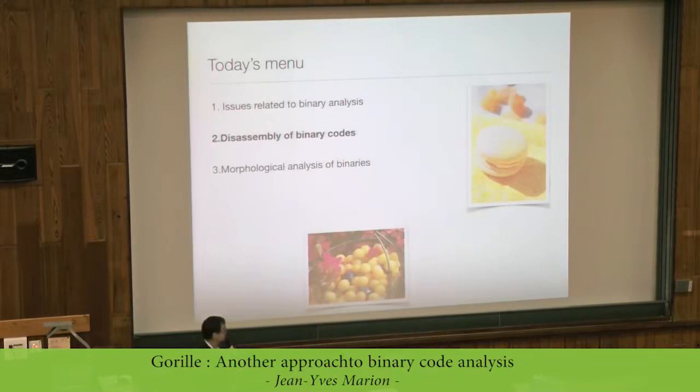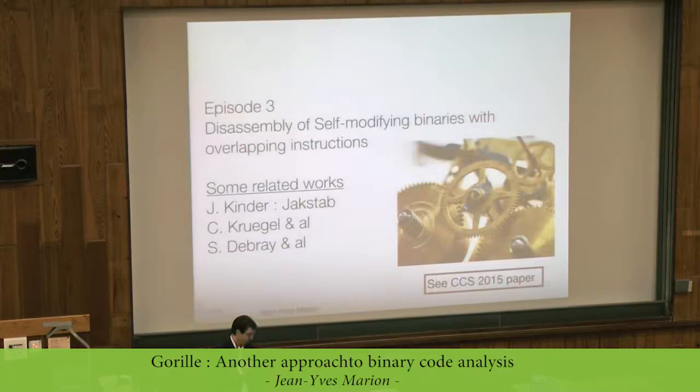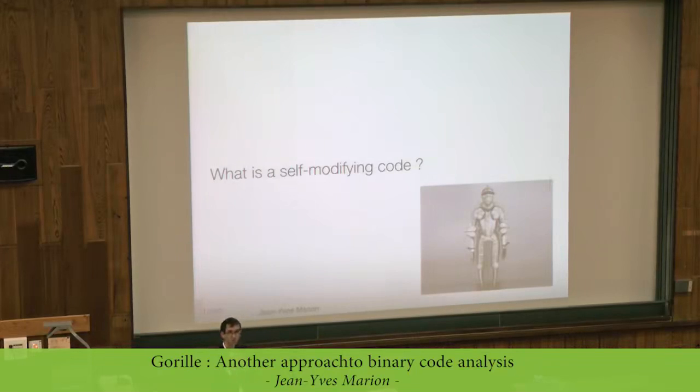For this, we are going to jump to the second part of the talk, which is about the disassembly of binary code. I am focusing in this talk, because I have only 45 minutes, which is quite short, on binary code which is self-modifying and with instruction overlapping. First of all, we are going to define what self-modifying code is, which I think is one of the most difficult protections to remove nowadays.